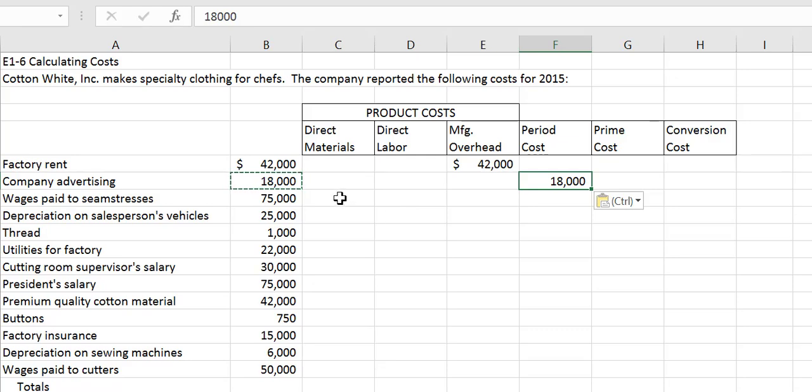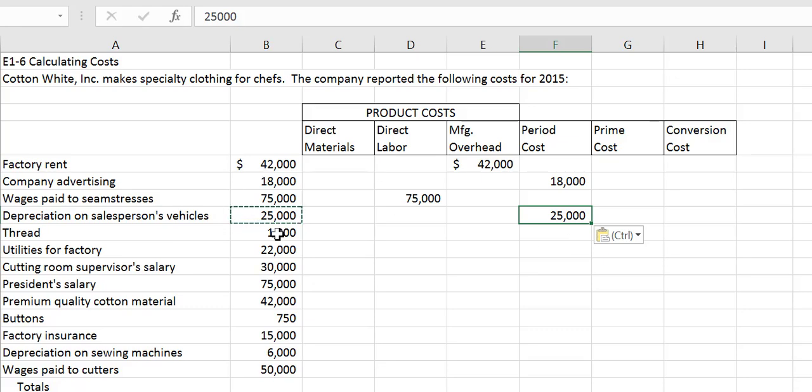Wages paid to seamstresses. This company makes clothing for chefs, so that's clearly a direct labor cost. They're directly making the product. Depreciation on salesperson's vehicles. Because these are vehicles used for selling, those are period costs. If we had depreciation on a truck that was used in the plant, moving materials from one place to another, that depreciation would be manufacturing overhead.